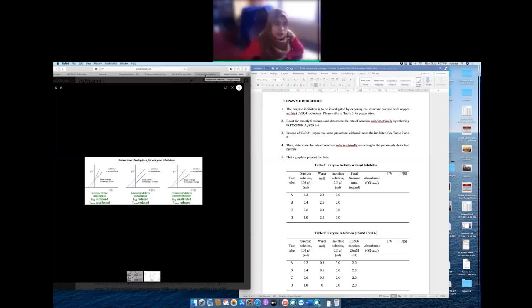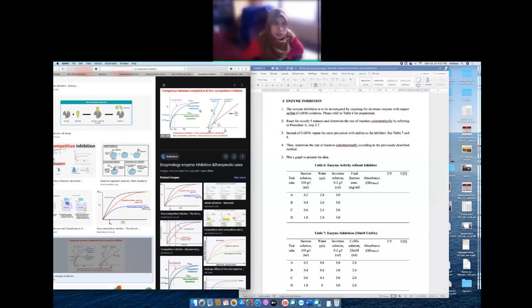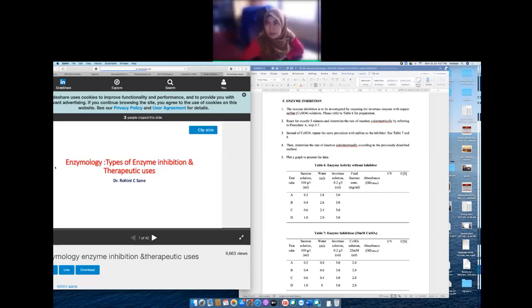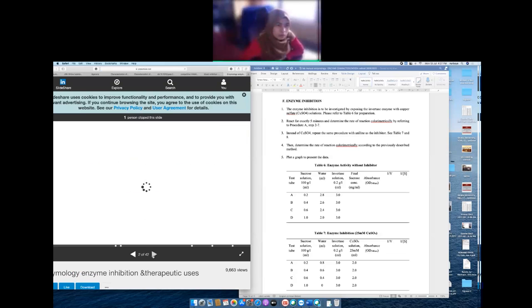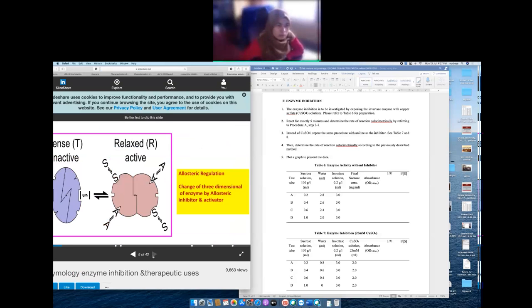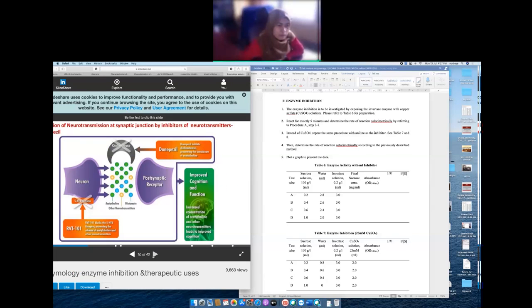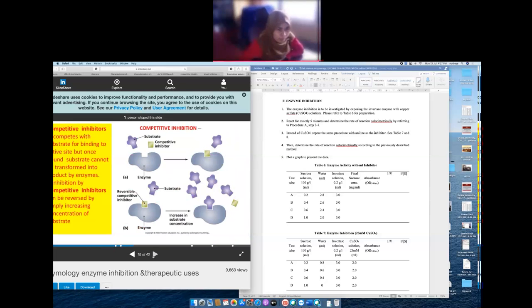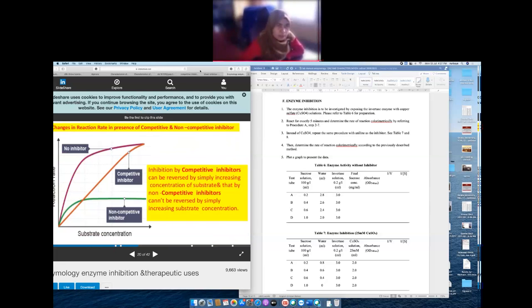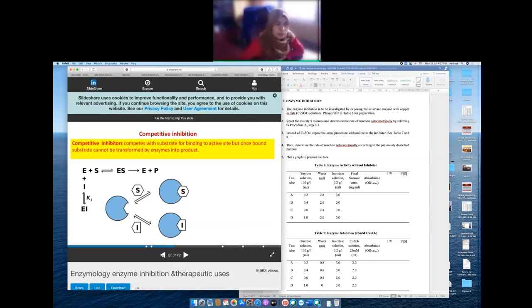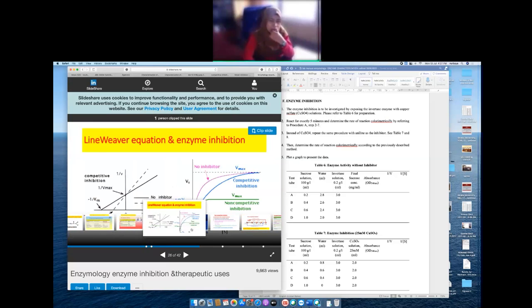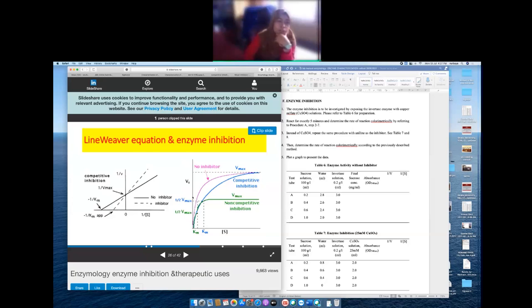Okay, this one, Lineweaver-Burk for three inhibitors. So we have here, can you see the picture here? What's the graph? Okay, this one. I'm hoping for something more beautiful than this. Okay, this one. Yeah, this one.